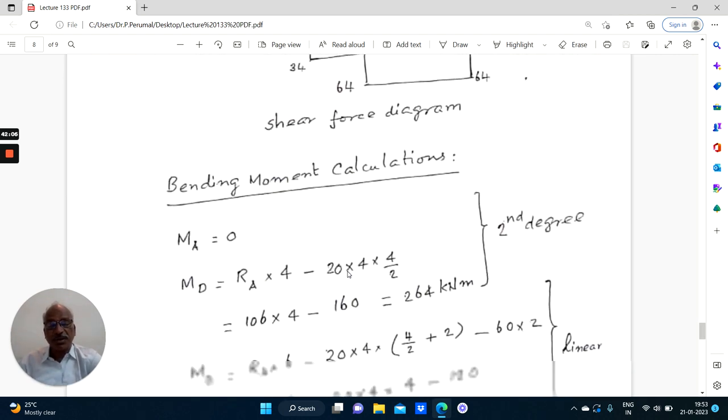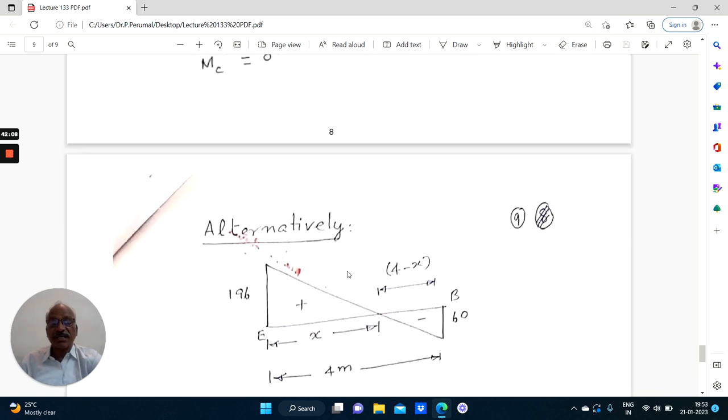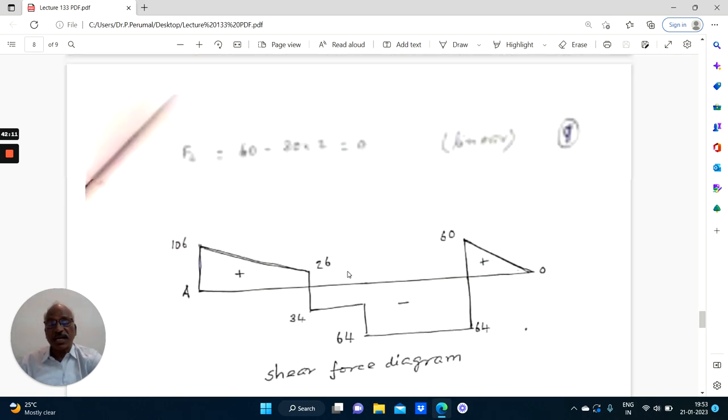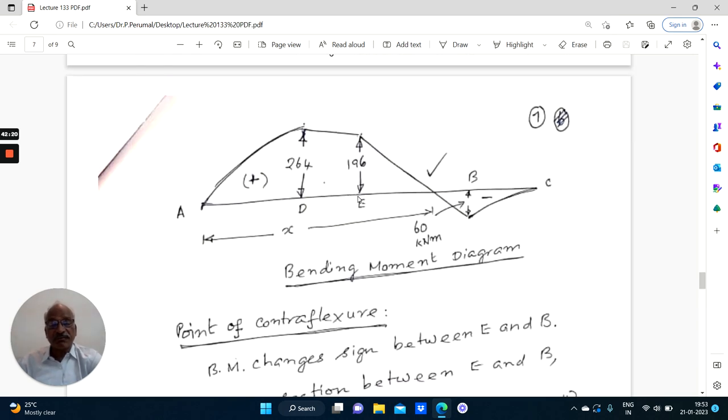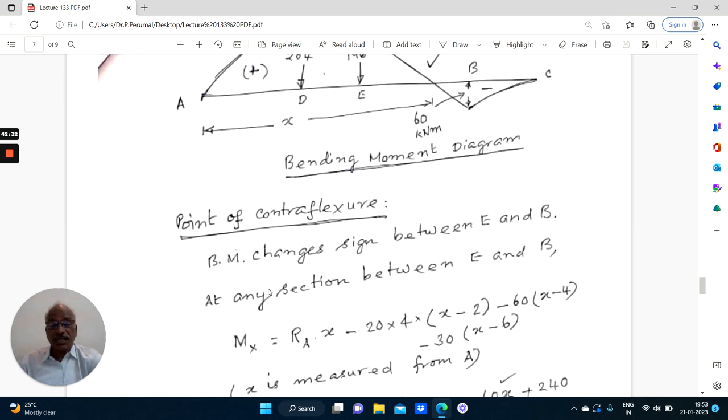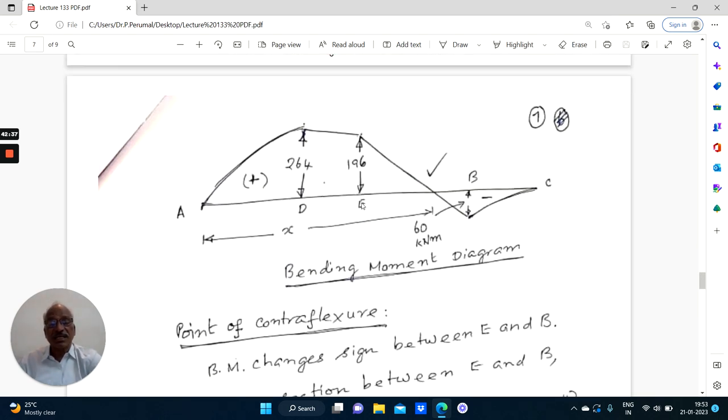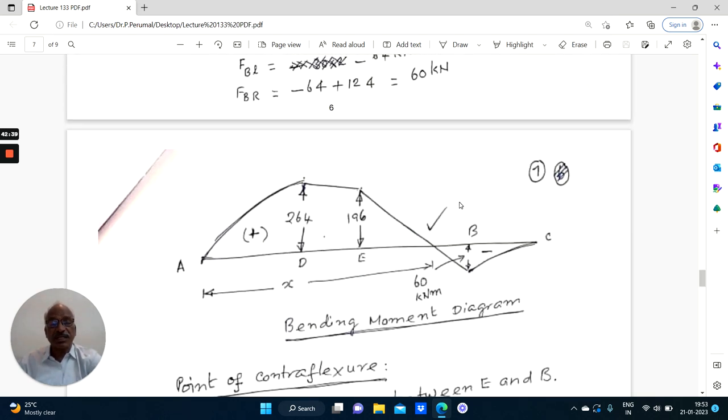One more important point is the calculation of the point of contraflexure. We know the point of contraflexure is that point at which bending moment changes sign. From the bending moment diagram, we know bending moment changes between E and B, from positive to negative. So we have to find out at what point the point of contraflexure occurs. For that, we consider a section X-X anywhere between E and B.